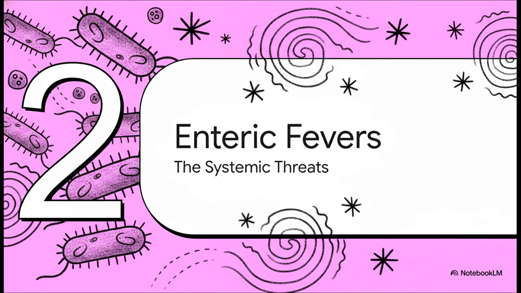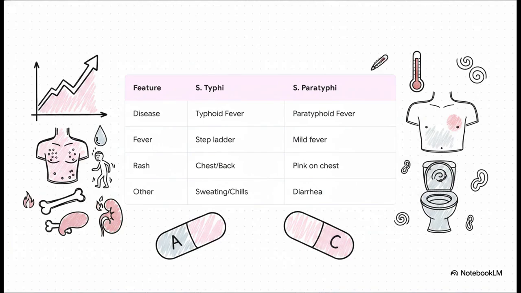Moving on to Section 2. Identifying enteric fevers, the systemic threats. Okay, during your physical assessment, this is exactly how you differentiate the systemic threats. On the left, we've got Salmonella typhi, typhoid fever. You need to monitor their vitals for a distinct step-ladder fever that progressively climbs higher and higher. During your skin check, keep an eye out for a rash on the chest, back, and abdomen, along with intense sweating, chills, and even bone and spleen inflammation.